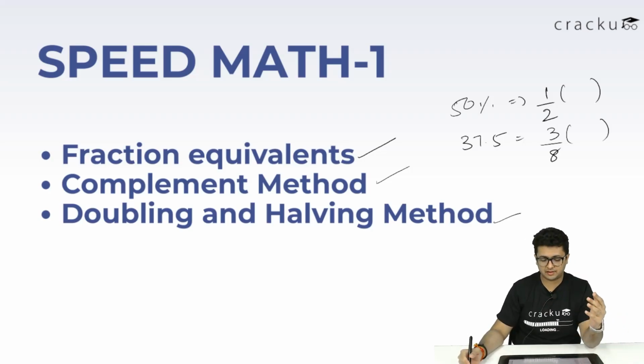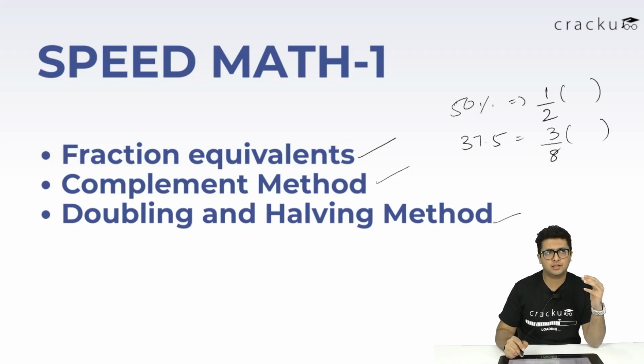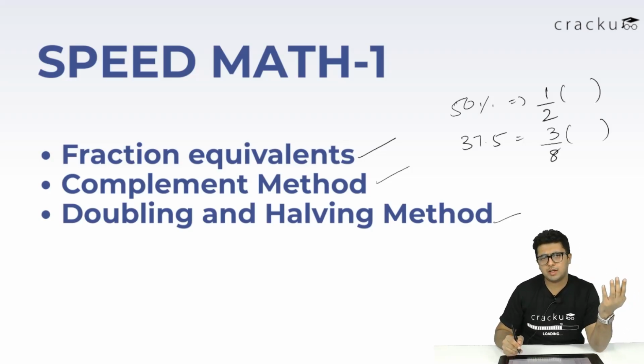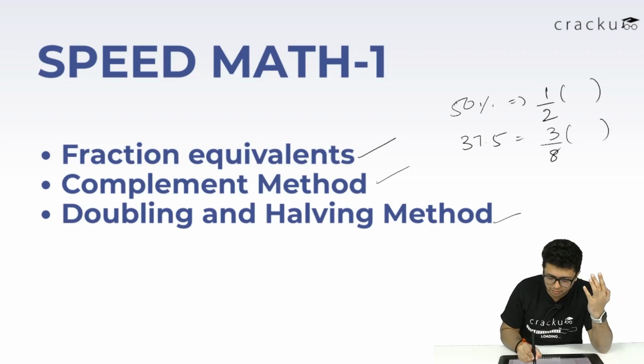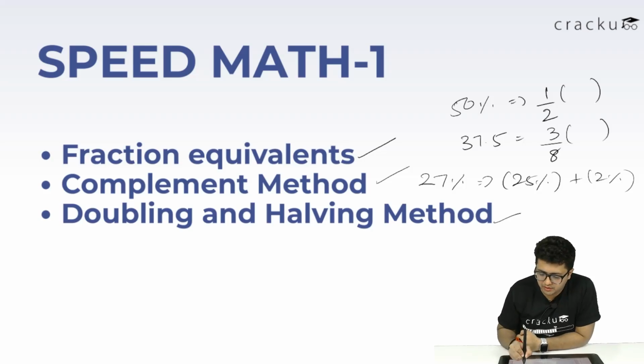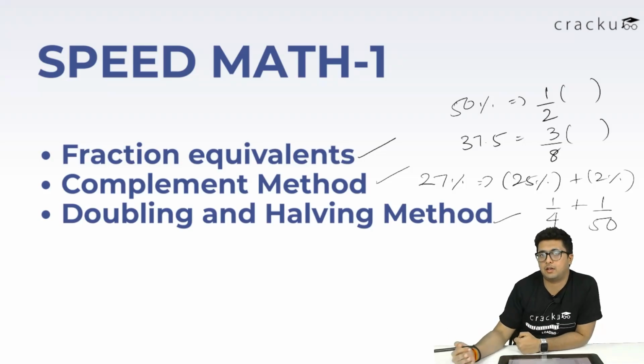So learning the fractional equivalent can be very easy, and understanding important fractions becomes very important for management exams, right? Coming to complement method, that is probably one of the most elegant ways to solve questions. What do I mean by complement method? Let's take for example 27%. This is nothing but 25% plus 2%, and using fractional equivalence I can write 25% as 1 by 4 and 2% as 1 by 50, right? So calculating 27% does not seem that hard right now if we understand the complement method.